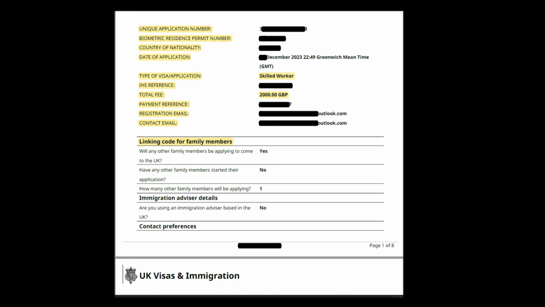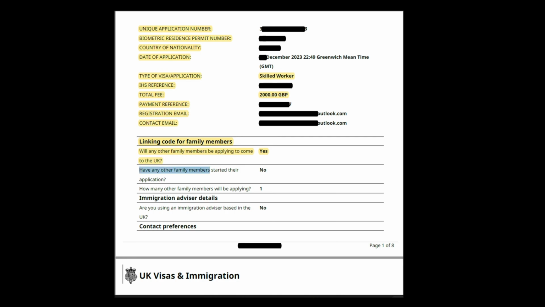If you want to bring your dependents in the UK, will any other family members be applying to come to the UK? So this is the question. If you want your dependent to come afterwards or together, you will mention yes. And if you have no dependent, then you will mention no. For example, if your dependents are coming later on, you will still mention yes.